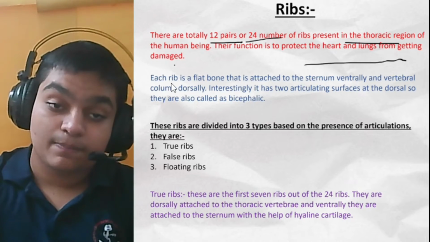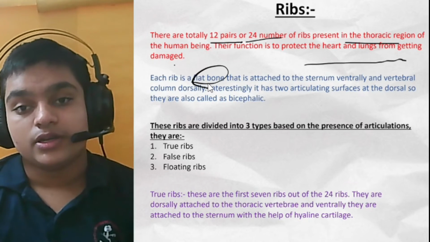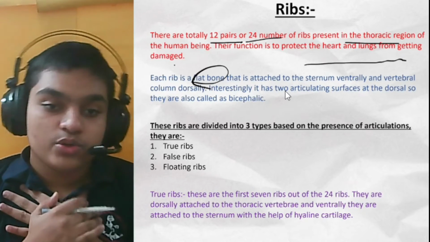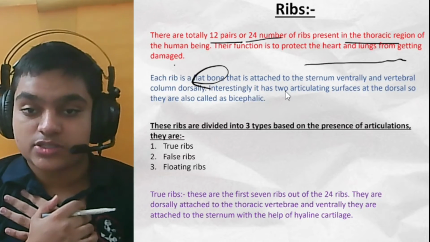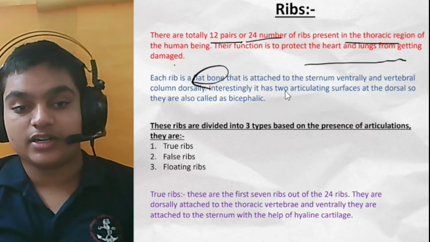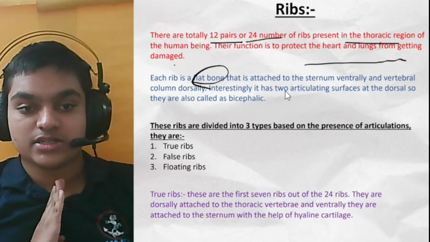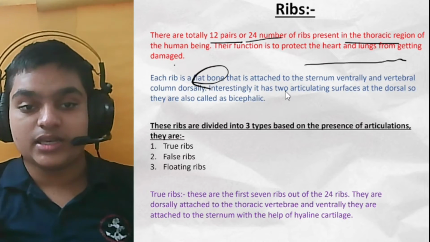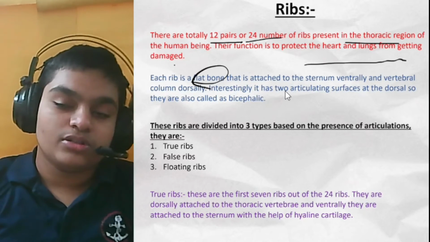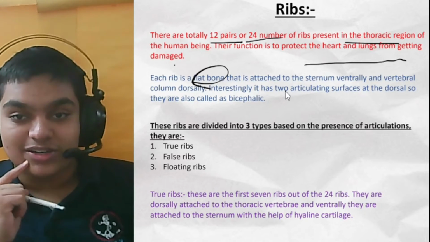Now let's see some points about ribs. Each rib is a flat bone. It is attached to the sternum ventrally. Here we have the sternum. I hope I told you in the introductory class on the axial skeleton that the sternum is a big flat bone present ventrally in the middle of the ribs. These ribs attach to the sternum ventrally, and dorsally they are attached to the vertebral column, the thoracic vertebrae.